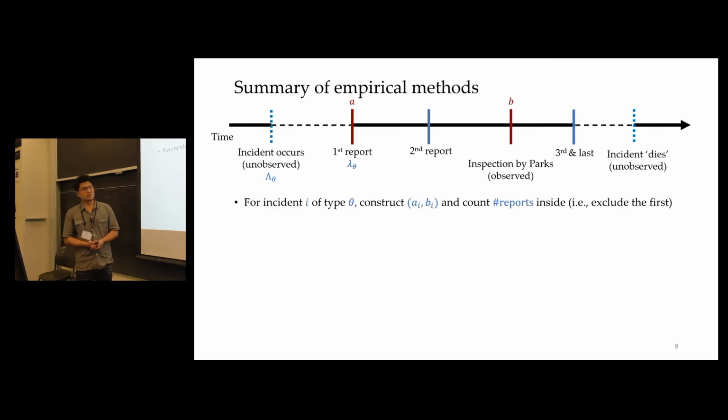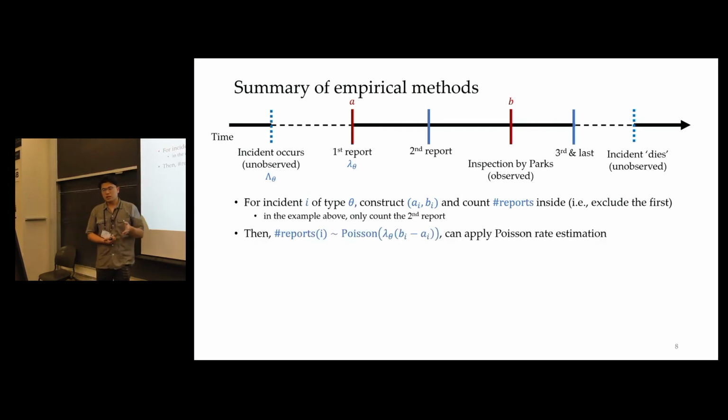OK, so let me briefly summarize our empirical methods. For each incident i of type theta that we observe, we will construct this interval as we've just described. And we will count the number of reports inside this open interval. So in the example above, we're only counting the second report. Then the number of reports will be distributed exactly as a Poisson random variable, so we can apply some Poisson rate estimation.